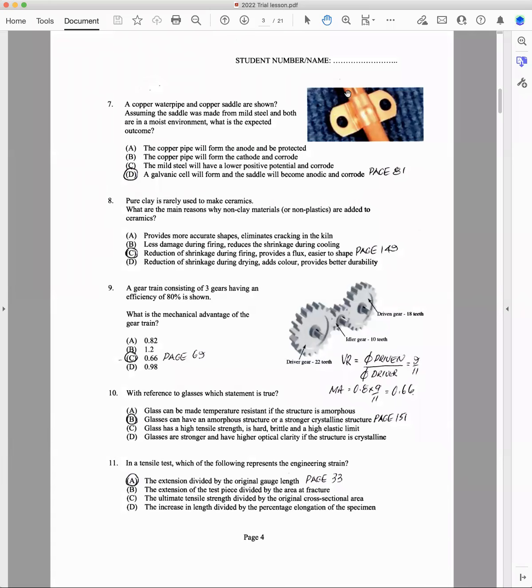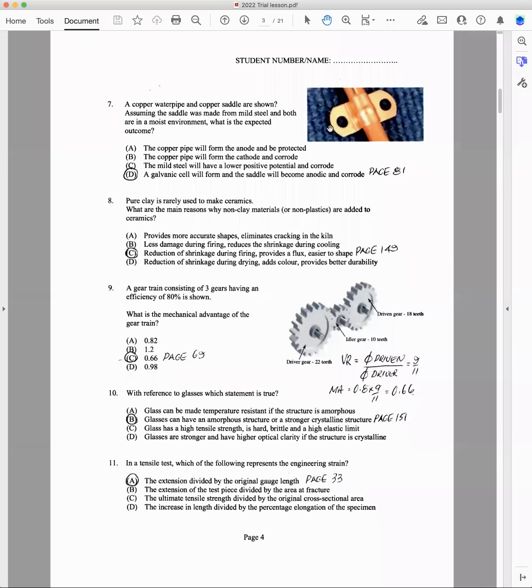Now, so there's the water pipe, and that's a saddle. You didn't have to know what a saddle is, but everyone knows what a pipe is. Assuming the saddle is made from mild steel, and both are in a moist environment, what's the expected outcome?